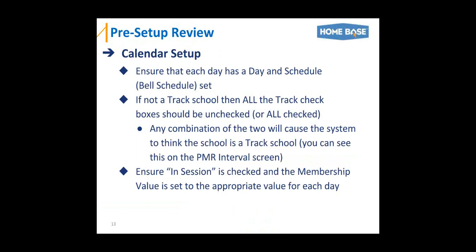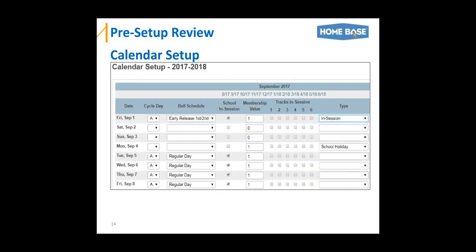The calendar setup, we kind of talked about it a little bit already. Make sure every day has a day and schedule, bell schedule set for it. Your tracks are either going to be all checked or all unchecked. One thing that I want to make sure you have is that your PMR is set at your bell schedule. So this is just a picture of what it could and should look like at a single day cycle school.